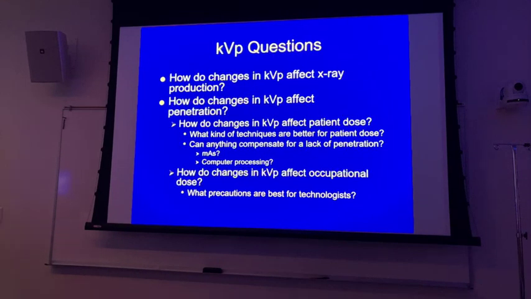All right, so kVp, what we're going to ask and answer is how do changes in kVp affect X-ray production? How do changes in kVp affect penetration, which we've already talked about? How do changes in kVp affect patient dose? Well, really, we've kind of talked about all of this. What kind of techniques are better for patient dose? You should know that from previous chapters. Can anything compensate for a lack of penetration? Be it mAs or computer processing, and how do changes in kVp affect occupational dose?